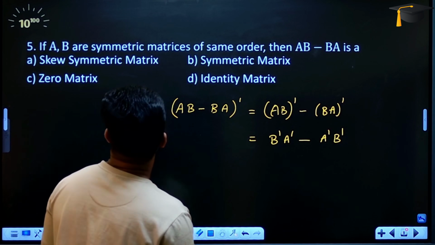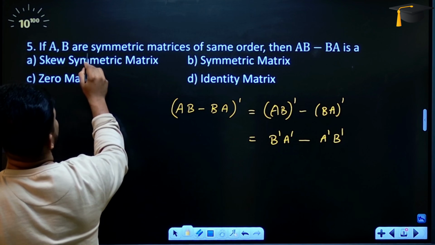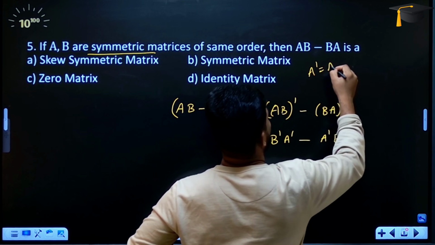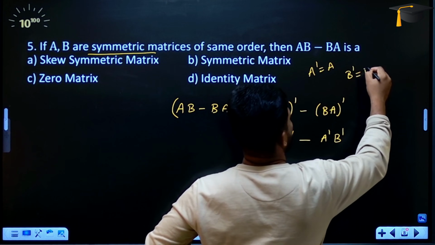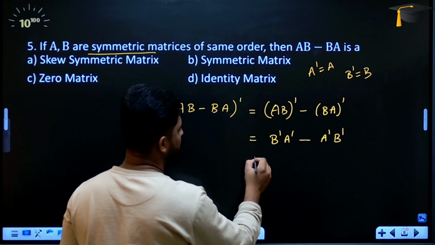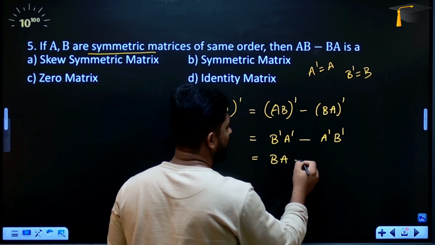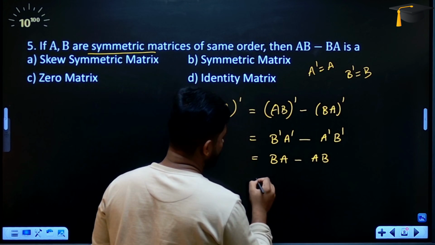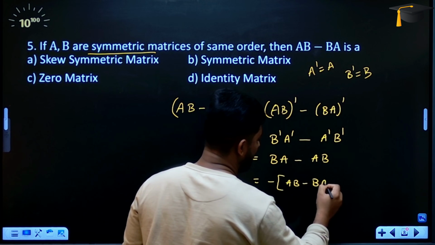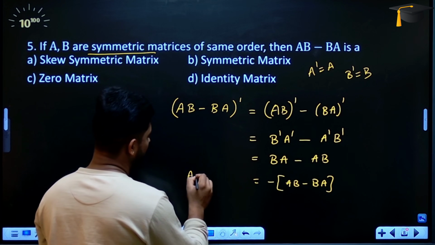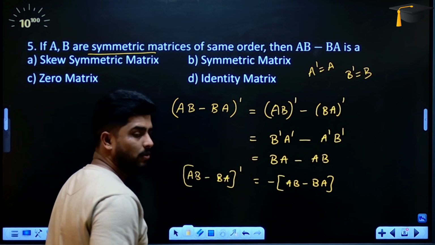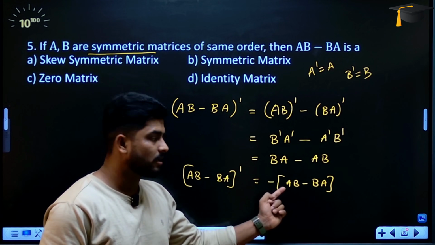But they've already given that they are symmetric matrices, right? So symmetric matrices in the sense what? A dash is equal to A and B dash is equal to B. So all these transposes become AB and BA. So this becomes BA and this becomes AB. If I take minus common, AB will come first, AB minus BA. So look at this. Here we have AB minus BA the whole dash. So we got minus of AB minus BA.